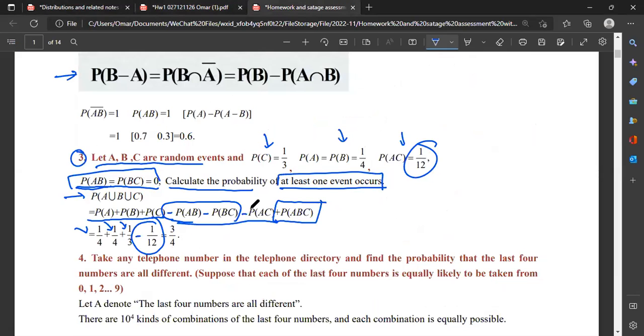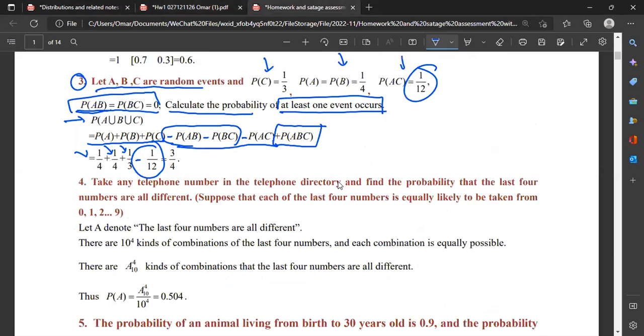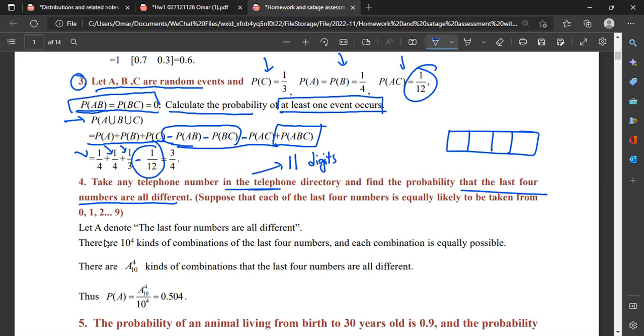And the next one is: take any telephone number in the telephone directory, which consists of 11 digits, and find the probability that the last 4 numbers are all different. So let's denote the event: the last 4 numbers are all different.